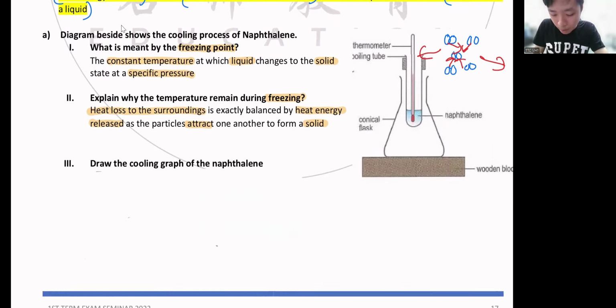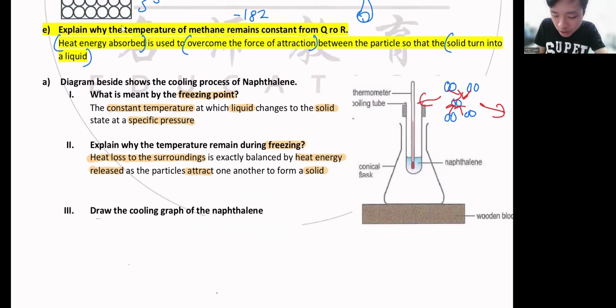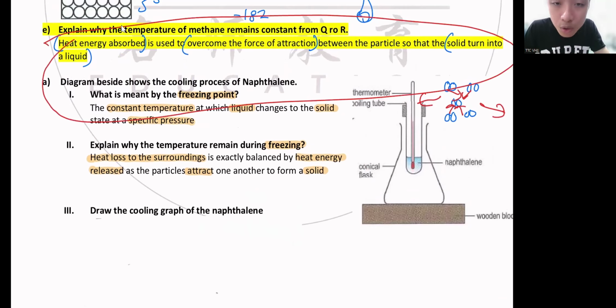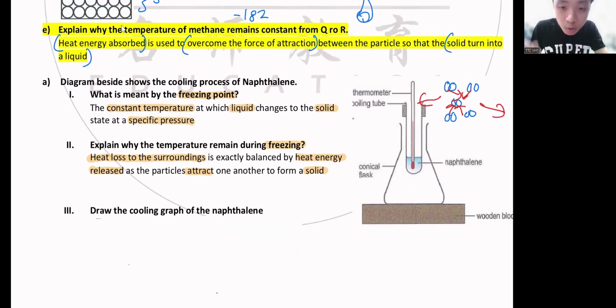But this is the answer scheme, by the way. The heat loss to the surrounding is exactly balanced by heat energy released. So in the exam, if they ask, if heating, why the temperature doesn't change? You write this. If cooling, why the temperature doesn't change, remains constant? You write this answer.